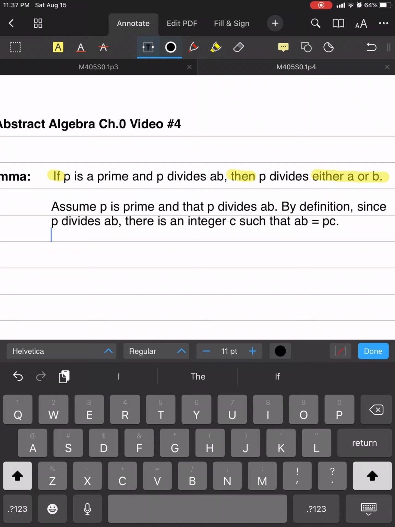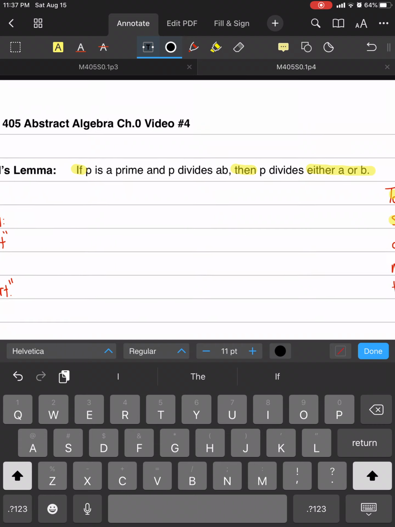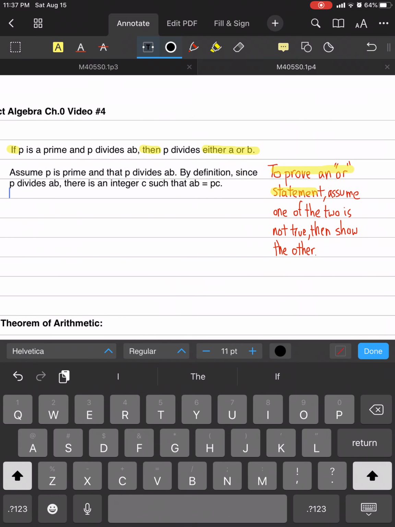So here, that is where we're starting. Now, at this point, we want to get into the or statement. Remember, we assume one of the two is not true and then show the other.